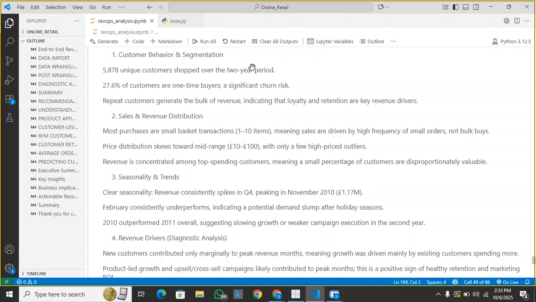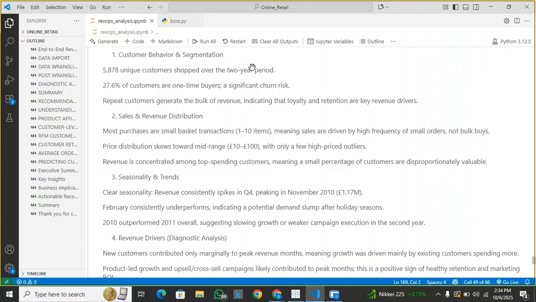In the aspect of seasonality and trends, revenue consistently spikes in quarter four, peaking in November 2010 at 1.1 million pounds. That's a lot of money. Then February consistently underperforms, indicating a potential demand slump after holiday seasons. 2010 outperformed 2011 overall, suggesting slowing growth or weaker campaign execution in the second year.